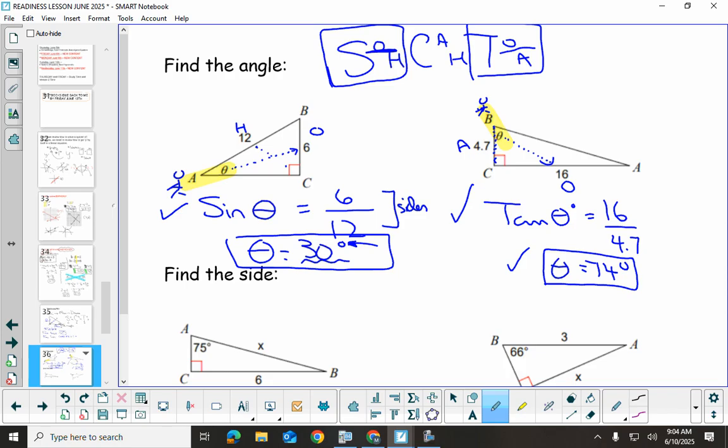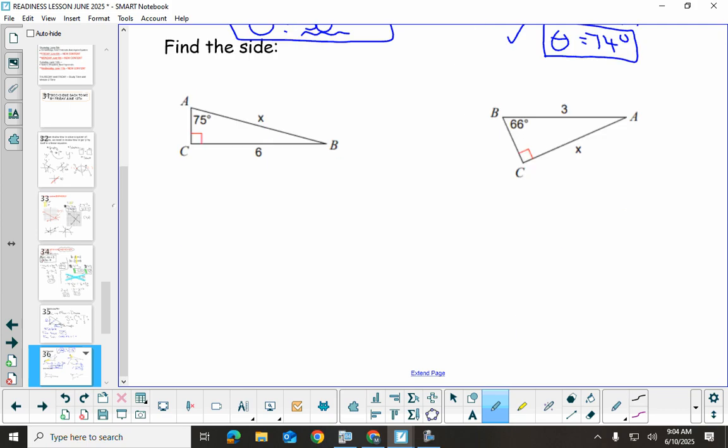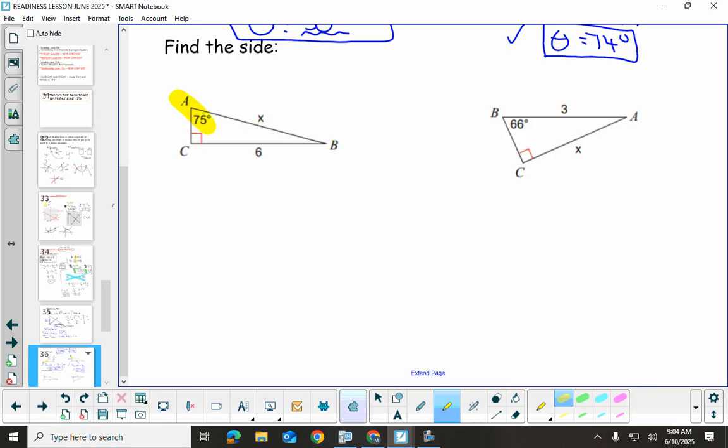Okay, finding a side. We do it the exact same way as angles. It's just the button pushing on the calculator is what's going to be different. So this time, instead of standing at the corner you're looking for, you're going to stand at the corner that you know. So this is where I'm going to stand. Because you're not allowed to stand at the 90. Okay. So we're going to stand right here. Okay. So stand at the corner that you know.